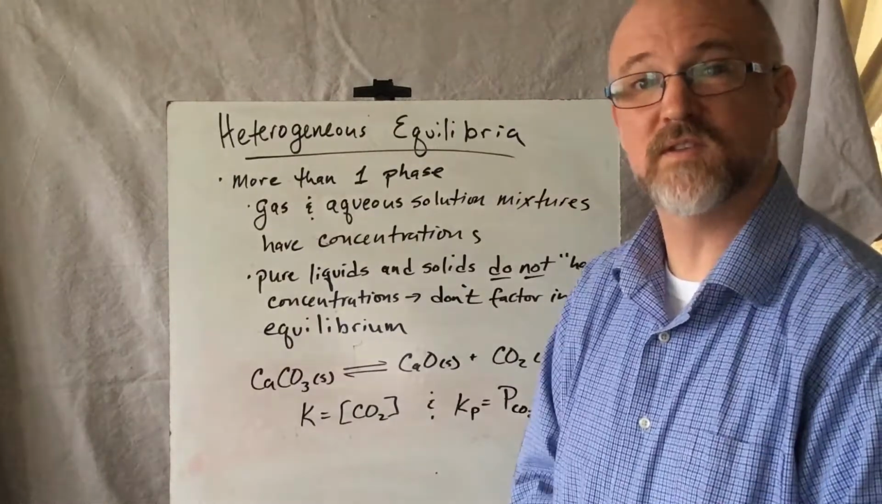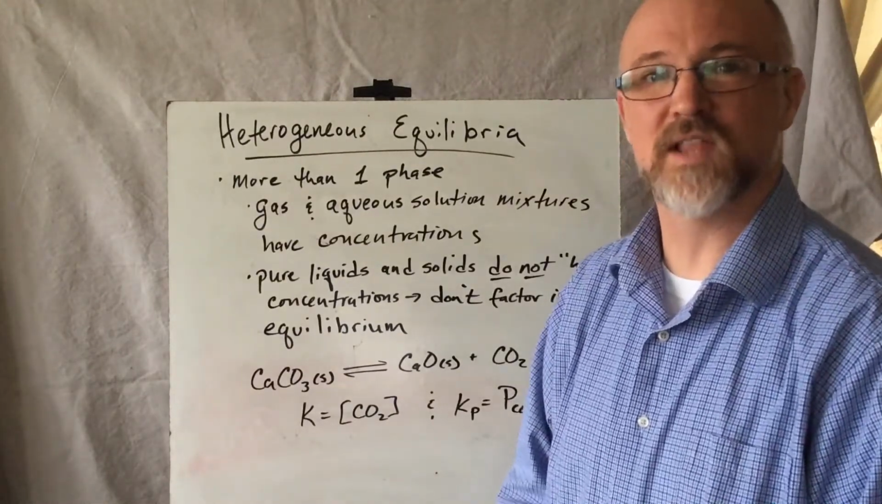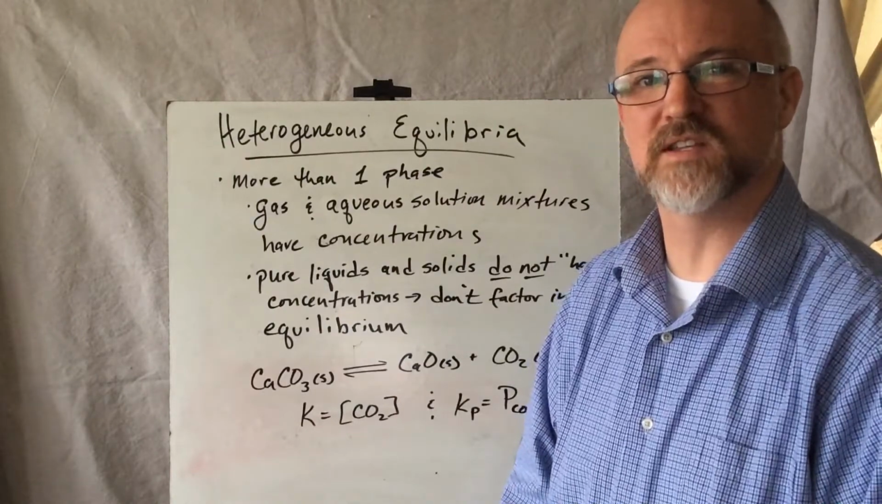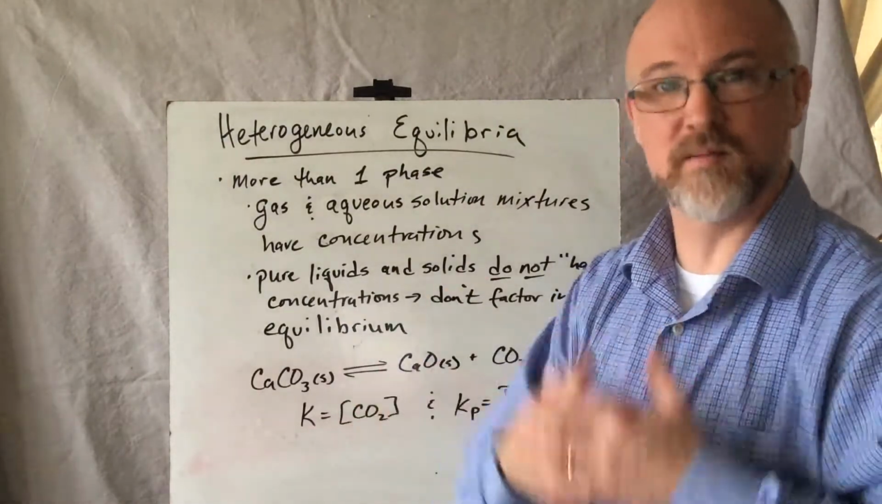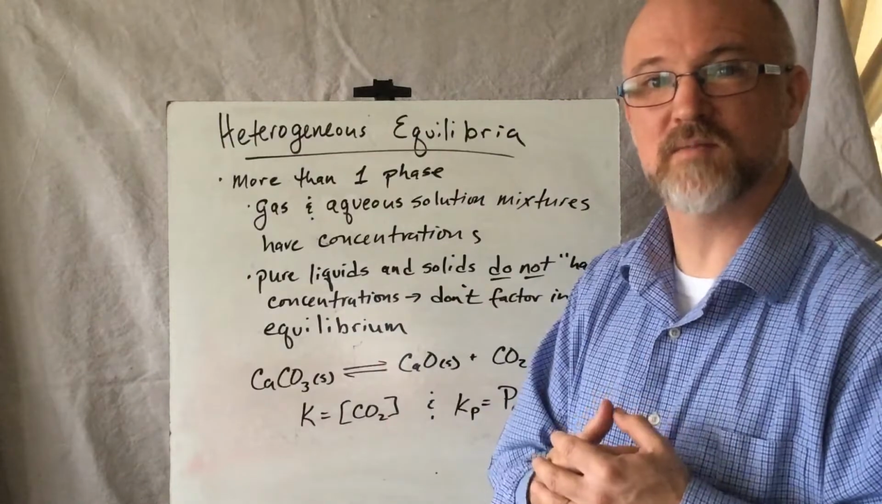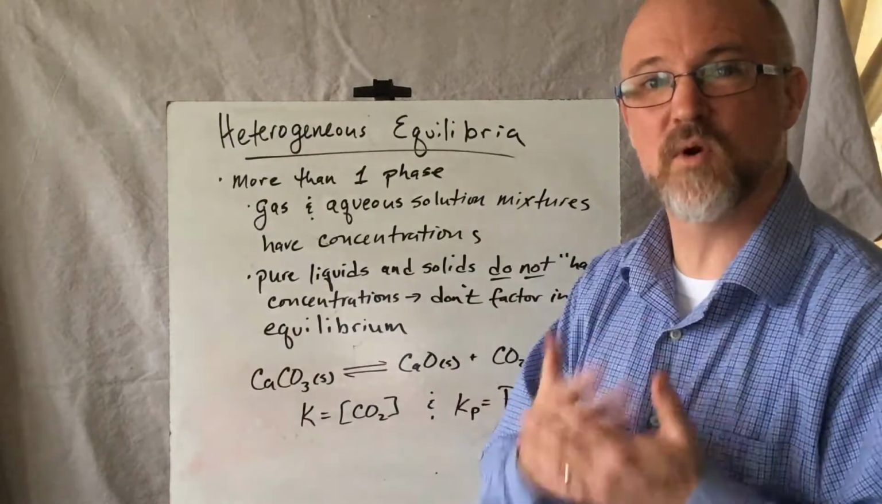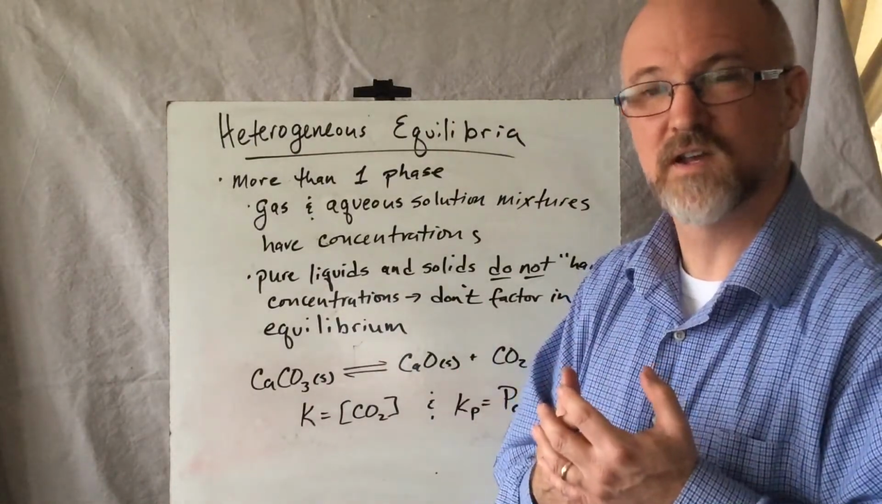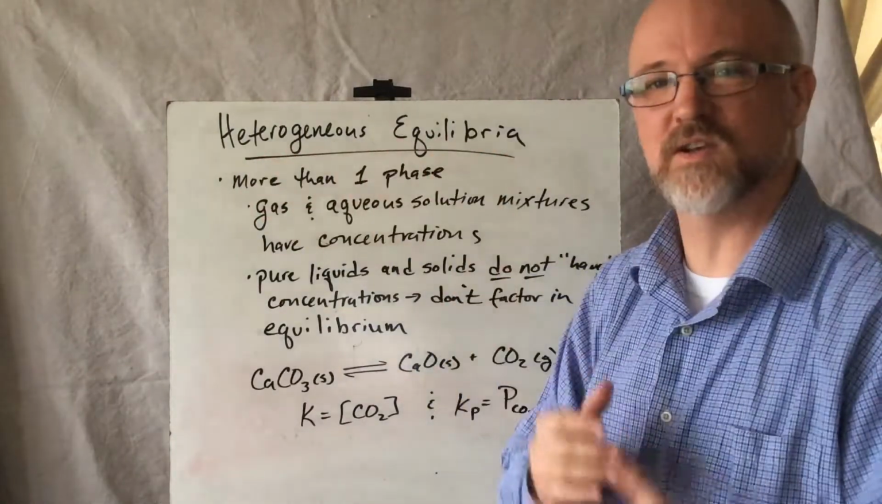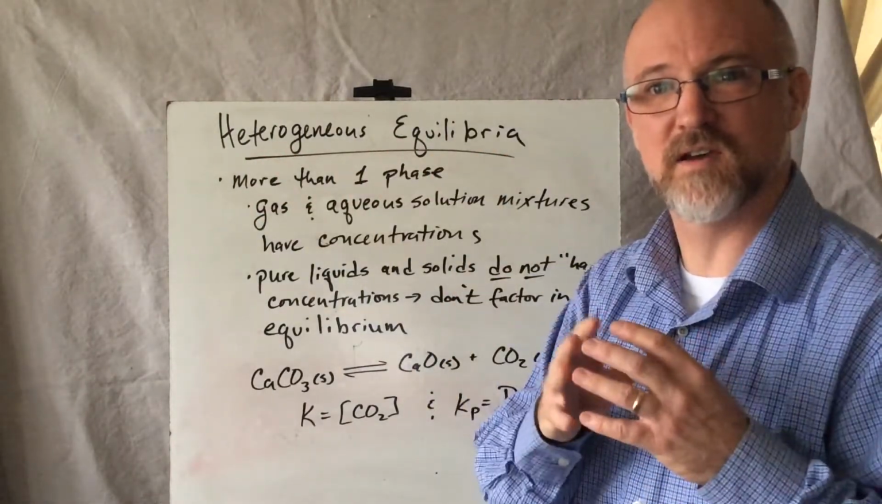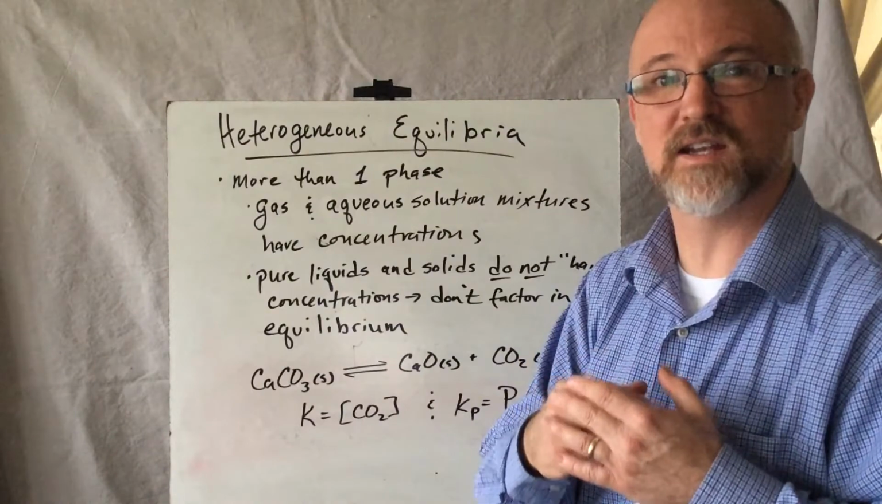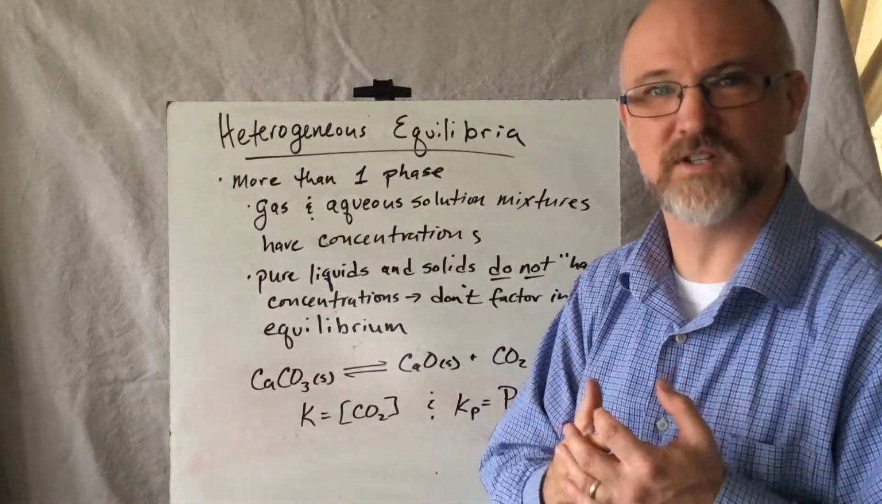So one of the other things that we have to consider is not every reaction takes place between things that are either in solution or a mixture of gases. Sometimes we have things where there are solids or liquids involved. So we have what's called heterogeneous equilibria. Everything at this point where we've talked about Kc and Kp have been homogeneous equilibria.